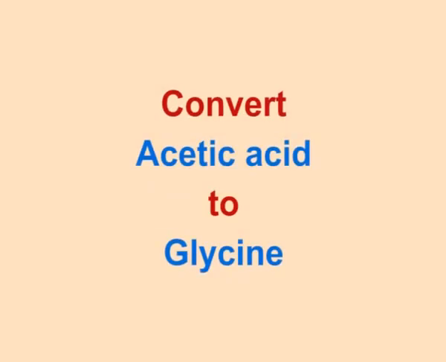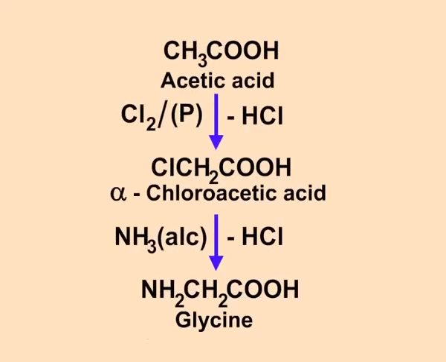Students, now we will study some conversions. Convert acetic acid to glycine. Acetic acid reacts with chlorine in presence of red phosphorus to form alpha-chloroacetic acid. One molecule of hydrochloric acid is also formed. Alpha-chloroacetic acid reacts with alcoholic ammonia to form glycine.